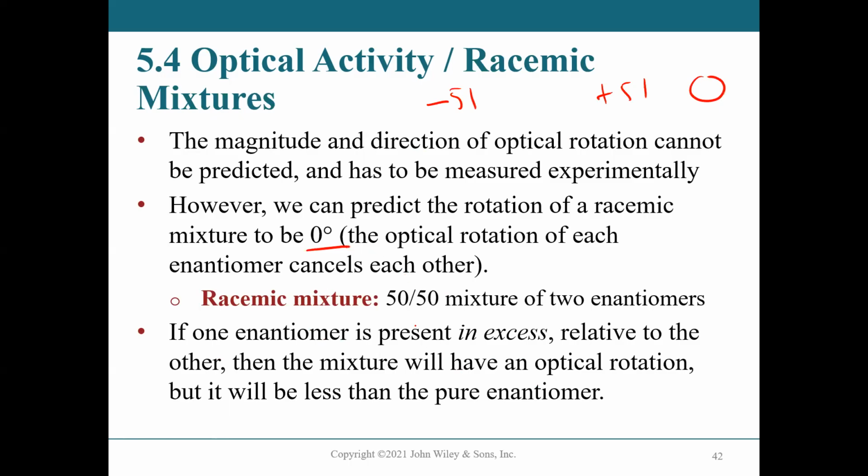However, if one enantiomer is present in excess, so let's just say we have the R and the S. Your R is going to be, let's just put this at 10%. Your S is at 90%. Then the mixture will have an optical rotation, but it will be less than the pure enantiomer. So it's going to rotate, but it's going to be less than if it was just 100% S. And the rotation we're talking about is the rotation of light.